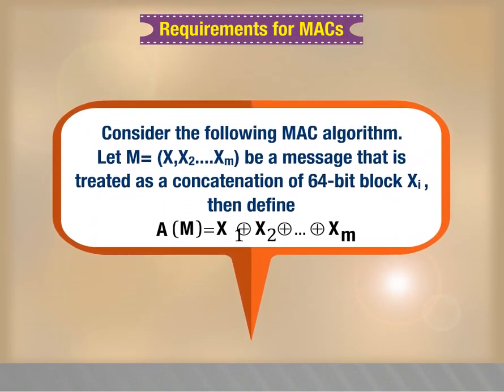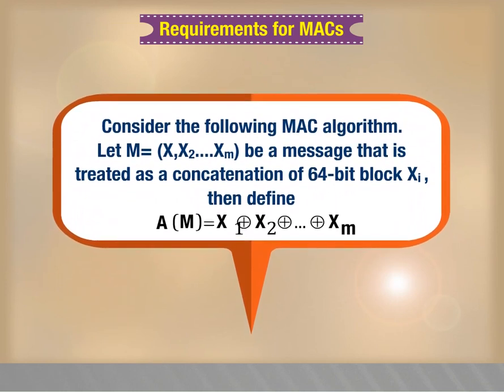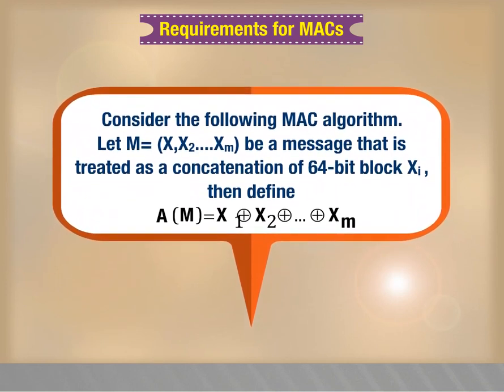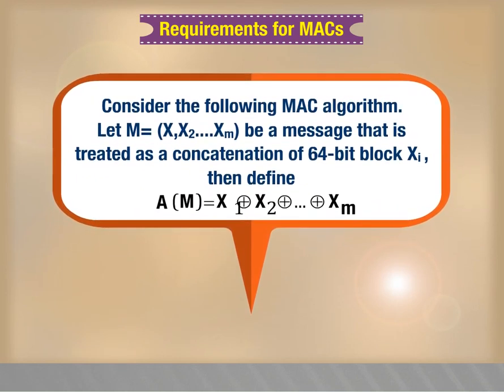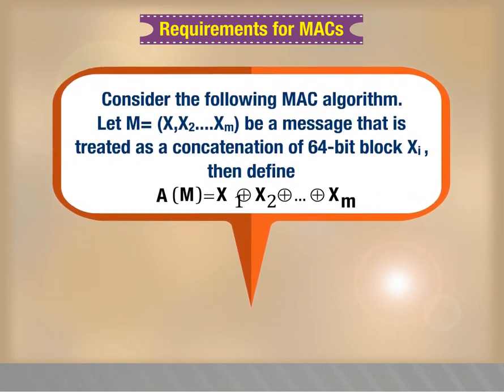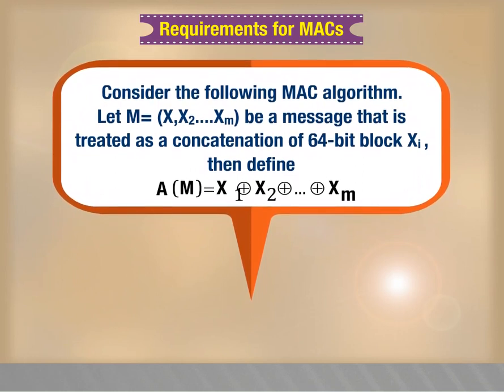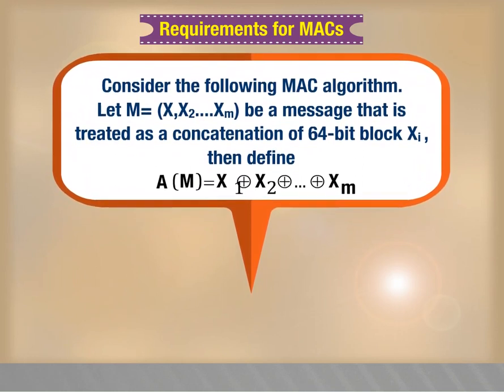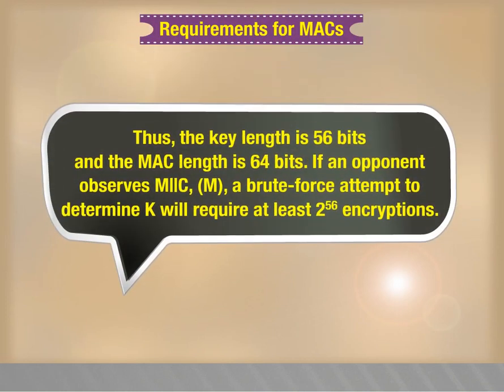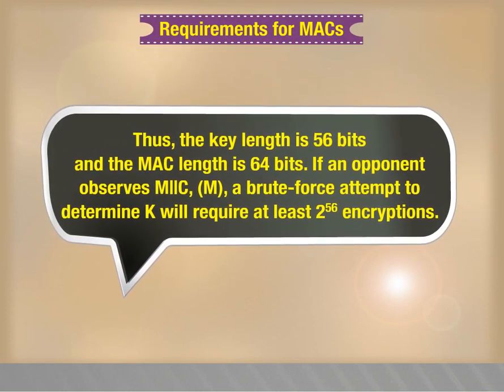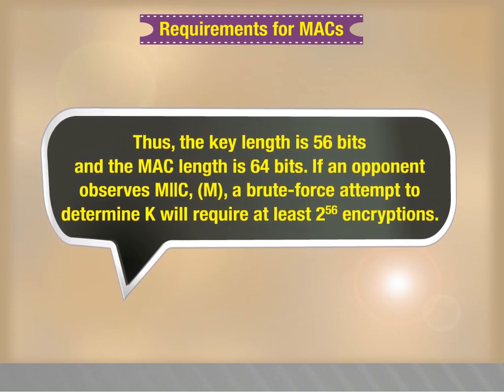Consider the following MAC algorithm. Let M is equal to x1, x2, and so on up to xm be a message that is treated as a concatenation of 64-bit blocks xi. Then define delta of M is equal to x1 XOR x2 XOR and so on XOR xm. Thus, the key length is 56 bits and the MAC length is 64 bits.